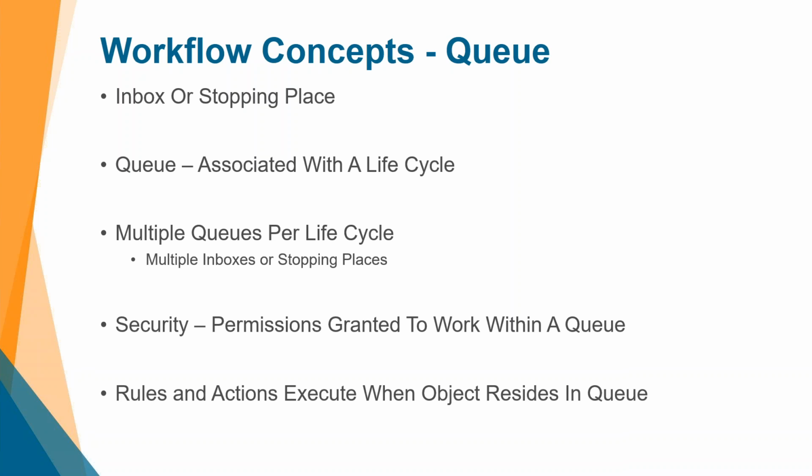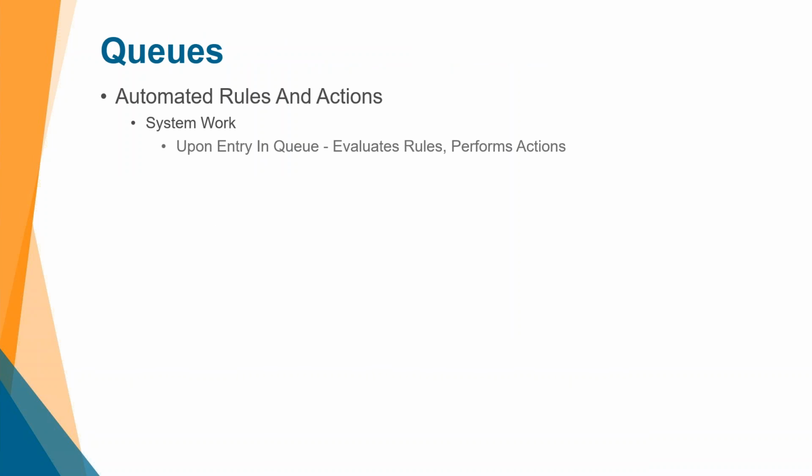And then when documents enter a queue, there can be rules and actions configured that can be executed automatically or behind button clicks when an object resides within a queue. So I kind of built this a little bit backwards, but I think it's important to understand some of these concepts, and now we're kind of putting the pieces back together. So within a queue, there can be automated rules and actions when a document first enters that queue. We call that system work. When the document or object comes into the queue, we may very well evaluate any rules that are configured and then perform the appropriate actions that might be there.